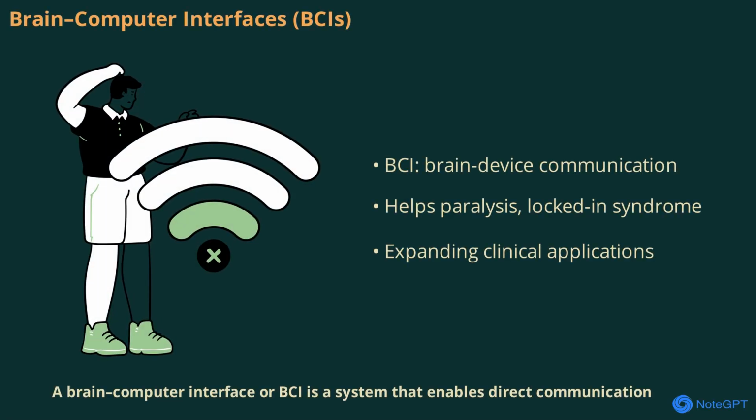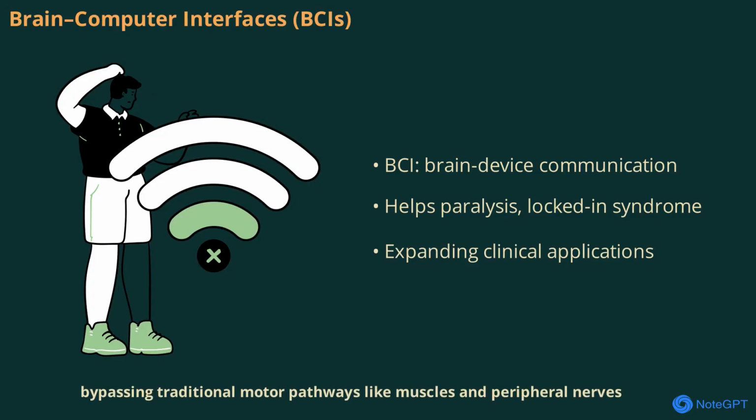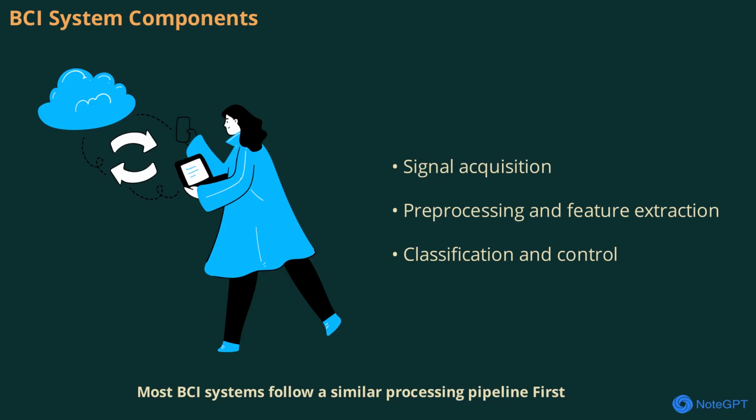Brain-computer interface, or BCI, is a system that enables direct communication between the brain and an external device, bypassing traditional motor pathways like muscles and peripheral nerves. BCIs are especially valuable for individuals with severe paralysis, locked-in syndrome, or spinal cord injury. While originally focused on movement and communication, BCI applications are expanding into cognitive and psychiatric domains, offering new hope for many patients.